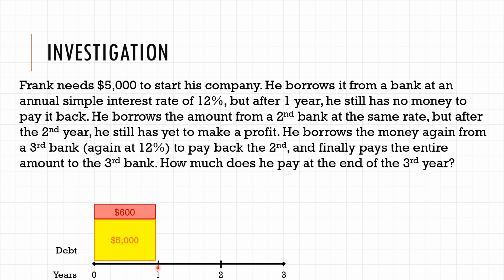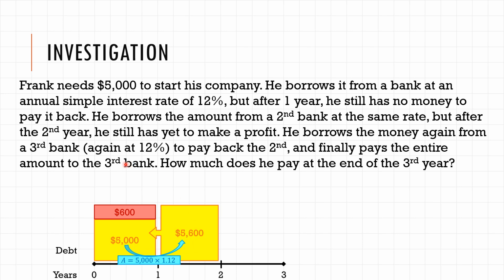And just because of our understanding of simple interest now, we know we can multiply this by 1.12 to get 5,600. He needs to pay this back to the first bank, and he doesn't have the money. So he goes to another bank and borrows $5,600, and he pays the first bank back. Good for him. But after the second year, he still has yet to make a profit. He actually owes more money. He doesn't just owe $5,000, he owes $5,600.